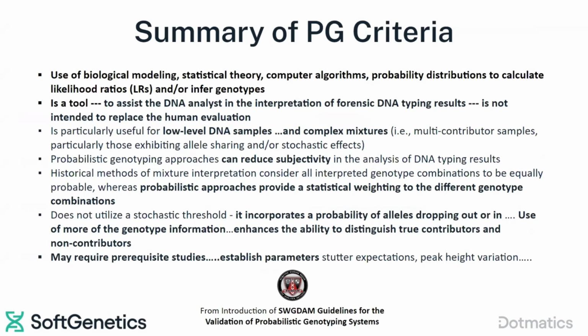across the board. Historical methods of mixture interpretation consider all interpretive genotype combinations to be equally probable, whereas the probabilistic approach provides statistical weighting to different genotype combinations. So, weighted genotypes, and it does not include a stochastic threshold. Instead, it's incorporating the probabilities of alleles dropping in or out, and it uses more of the genotype information, thus enabling the ability to distinguish between true contributors and non-contributors, especially in situations where, via earlier methods, the conclusion would have been cannot exclude.